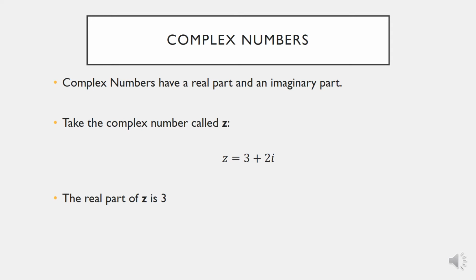So real refers to a real number, just a regular number that you are used to using. You can write it like this: the real part of Z equals 3, and the imaginary part of Z in this case is 2i, and we can write the imaginary part of Z, or the imaginary component of Z, equals 2i. So a complex number can be made up of a real part and an imaginary part.